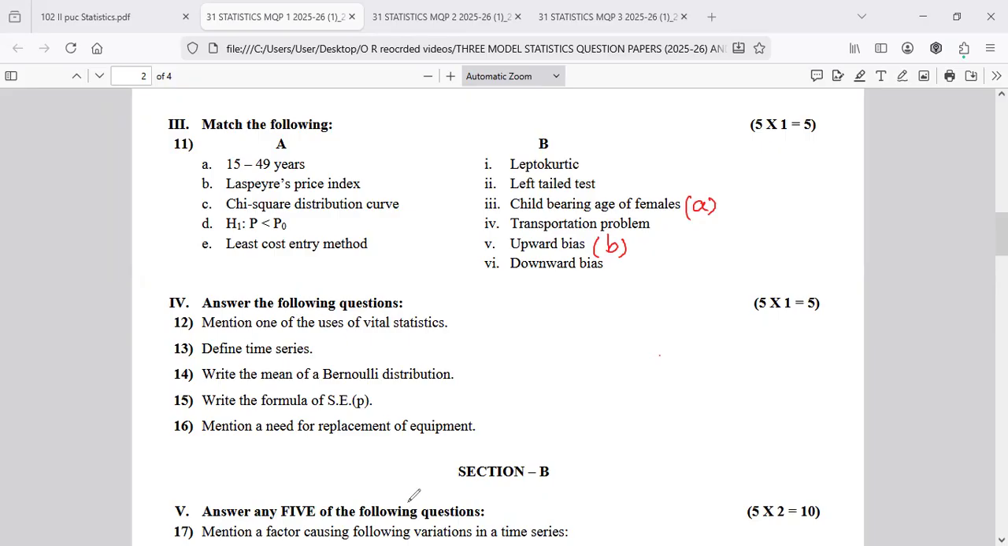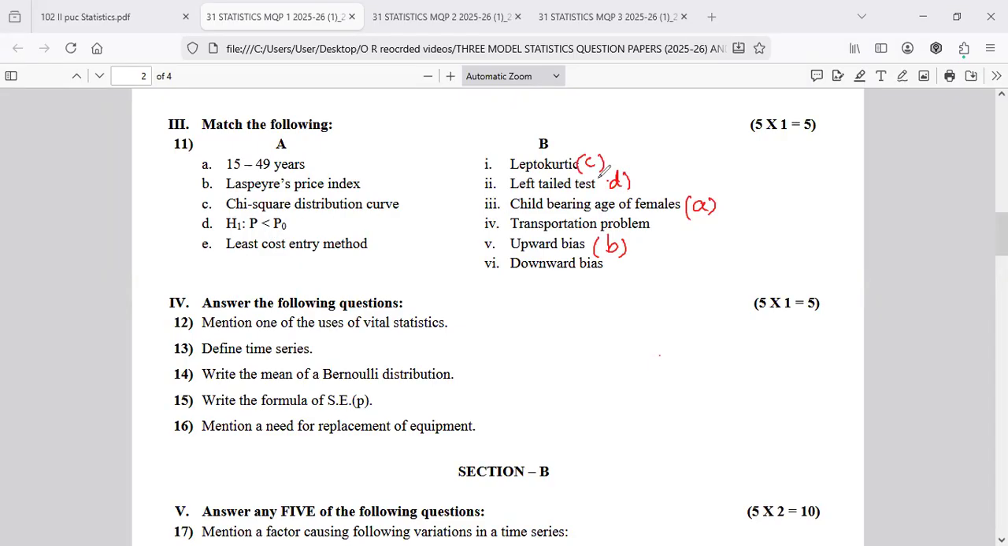Chi-square distribution curve. So that is called leptokurtic. Chi-square distribution curve is called leptokurtic. H1, P is less than P naught. So less than, so this is a left tail test.